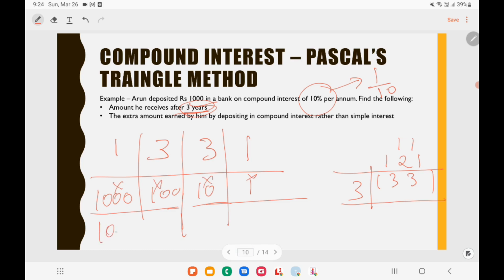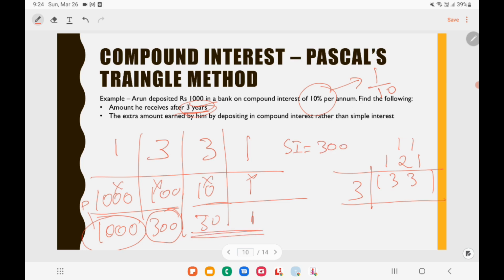Okay. 1 into 1,000 is 1,000. 3 into 100 is 300. 3 into 10 is 30. And 1 into 1 is 1. So here in the first cell, you are going to get the principal amount, which is 1,000. In the second cell, you are going to get the simple interest. So here simple interest is equal to 300.